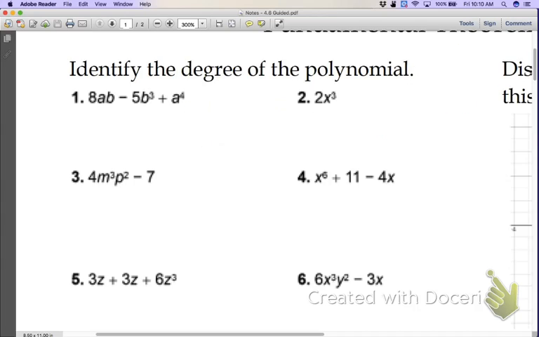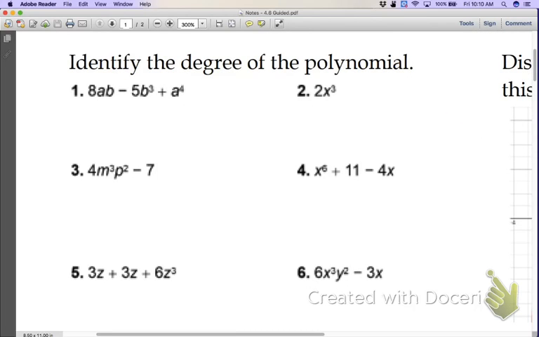But as far as the degree is concerned, we need to look at what is the highest degree. If you have things that are combined, you're going to have to add those actual powers together. So what is our highest power? What's our highest power on one of the variables combined?